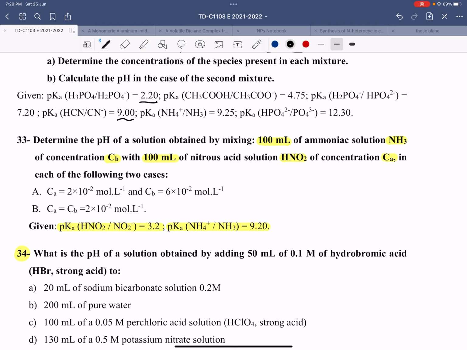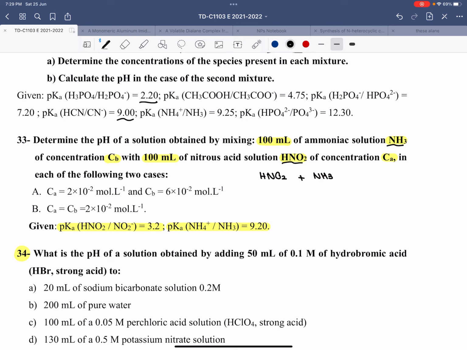So we have a reaction between the base NH3 and the acid HNO2. You can put it on a pKa scale, but it doesn't matter. There are only 2 species and they have to react. The reaction has to be HNO2 plus NH3.